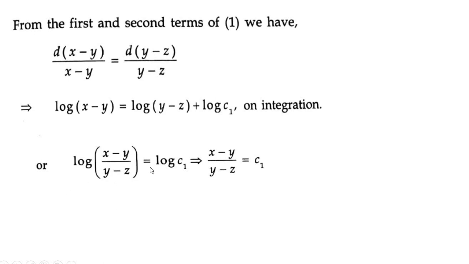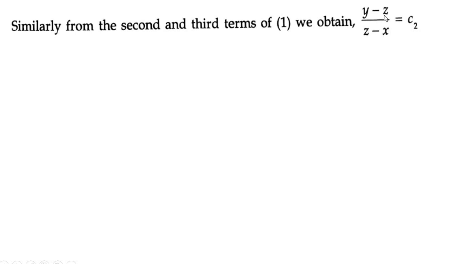Apply anti-log on both the sides. You get (x minus y) by (y minus z) is equal to c1. Similarly, for the next one, you compare the second and the third term. So you get (y minus z) by (z minus x) is equal to c2, because what you have is dy minus dz by dz minus dx. Okay, so you get (y minus z) by (z minus x).